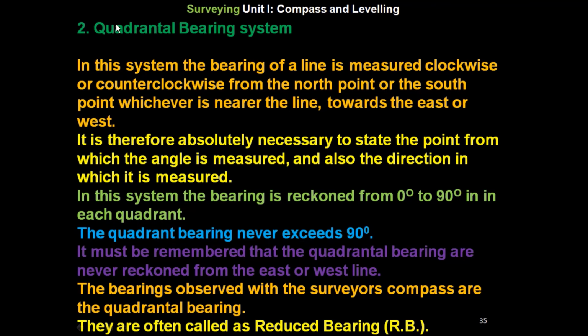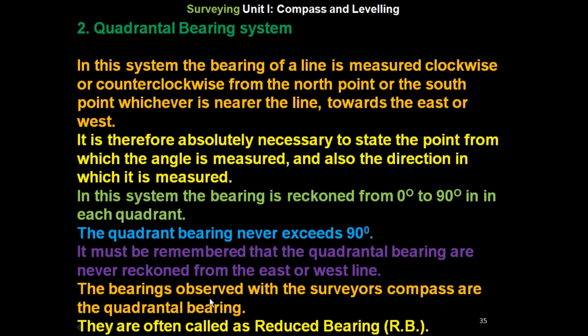Now we will see the quadrantal bearing system. In this system, the bearing of a line is measured clockwise or counterclockwise from the north point or the south point, whichever is nearer the line, towards the east or west. It is therefore absolutely necessary to state the point from which the angle is measured and also the direction in which it is measured. In this system, the bearing is reckoned from 0 degree to 90 degree in each quadrant. The quadrant bearing never exceeds 90 degree. It must be remembered that the quadrantal bearings are never reckoned from the east or west line.